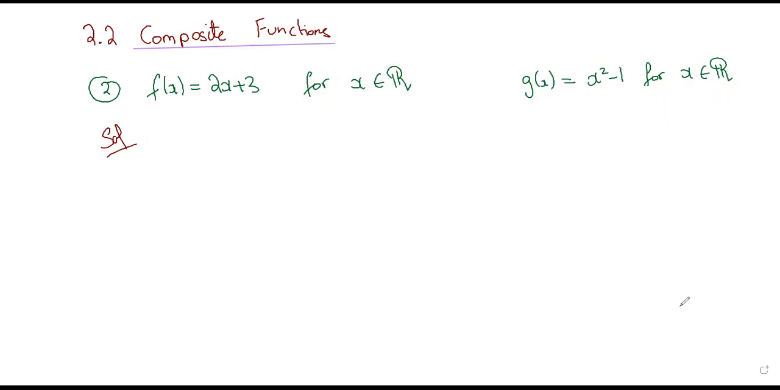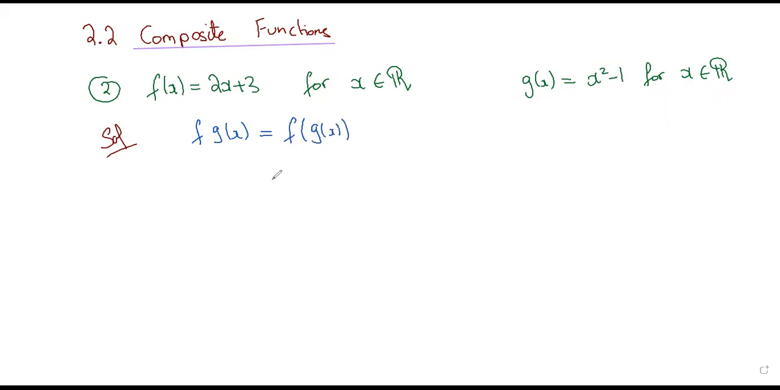First of all, you need to find f of g of x. This is the first part. Let's do it. In the second part, I'll give you as practice for now. So it says f of g of x. So I can write it as f of g of x.